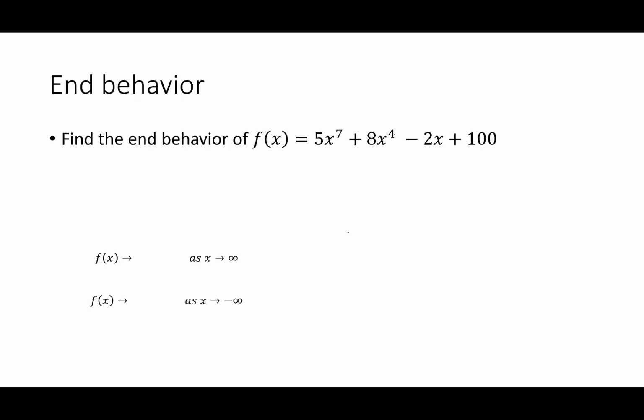Let's do some examples. First thing we want to say is the only thing I am looking at is 5x to the 7th. 5 is positive, so let's write that. This is positive, which means it's going to go up on the right. So on the right side, it's going to infinity. 7 is odd. Odds are opposite.